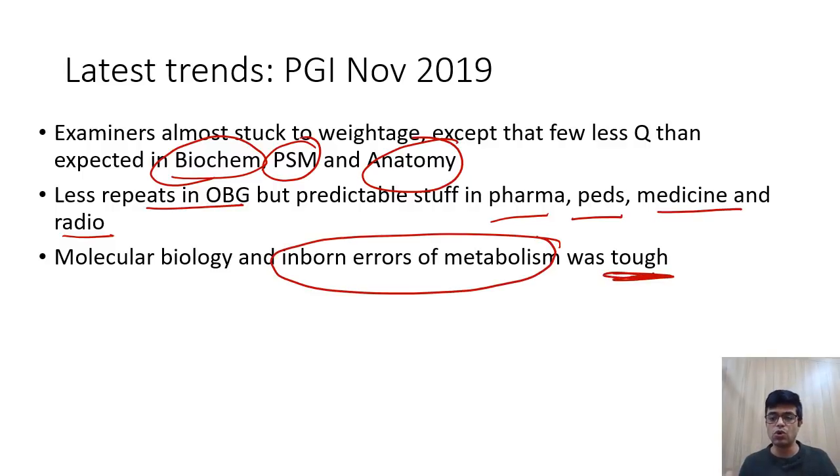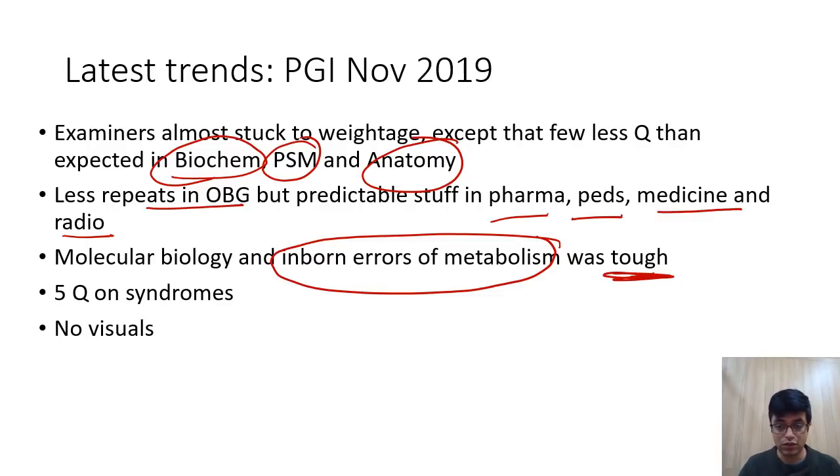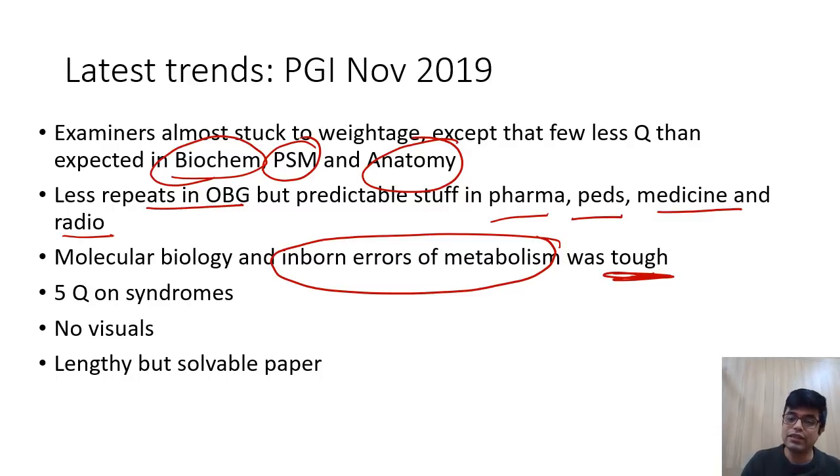So anybody with a good hold over biochemistry, a good hold over phenylketonuria and glycogen storage disease and their clinical aspects would have got through in PGI. In fact, one of the top 10 rankers who met me said, sir, the best thing I did while preparing for PGI was to read biochemistry and to be good in inborn errors of metabolism. Again, IEM is an ocean, you cannot be master of it, but do it at least better than what others would be doing. Then 5 questions were asked on syndromes, 3 were expected, 2 were rare syndromes. No visuals were asked in PGI, although they can be asked in the future, and the paper was lengthy but solvable.